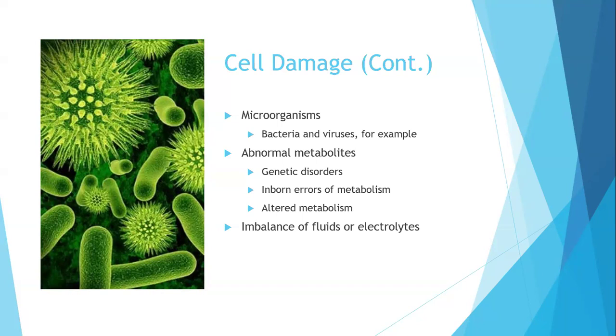Abnormal metabolites. So metabolites are chemicals, so this would be endogenous chemicals basically. There are chemicals that are produced by cellular metabolism. So if you have abnormal ones, there's some genetic disorders like fetal ketonuria that cause abnormal metabolites that then cause problems in other cells. Inborn errors of metabolism or altered metabolism because of disease like diabetes mellitus or other disease processes. Imbalances of fluids or electrolytes can cause cell damage. And in the second chapter, we're going to talk about that. And it's very interesting.